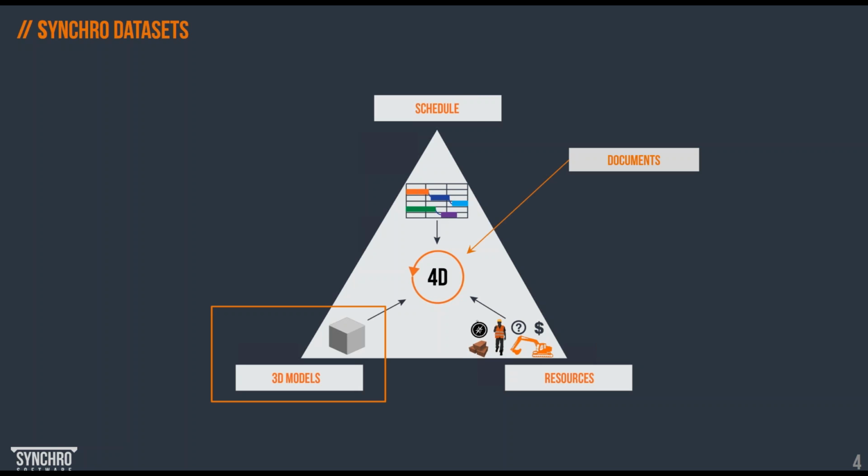Another set is the documents. I'm only mentioning this now, and I'll show you some slides later on. Documents is the fourth data set we include in the SYNCHRO model, and a little bit of explanation I'll provide you later on.